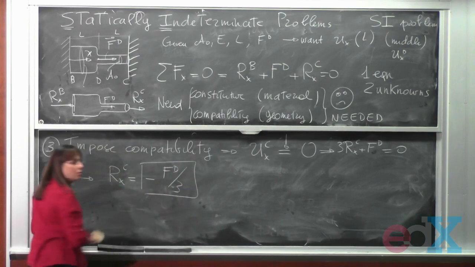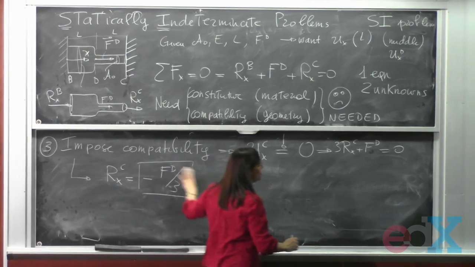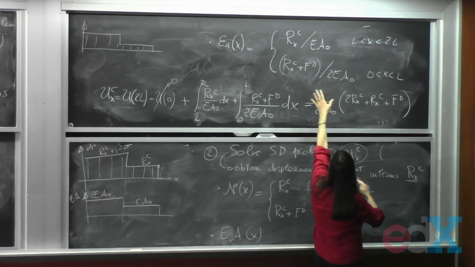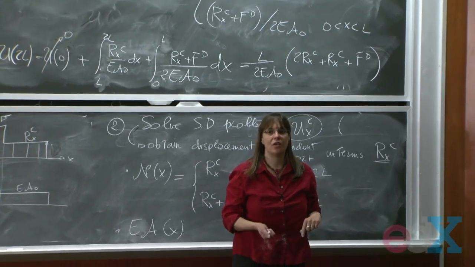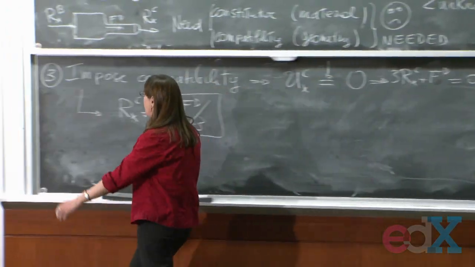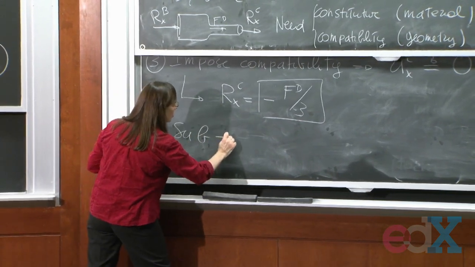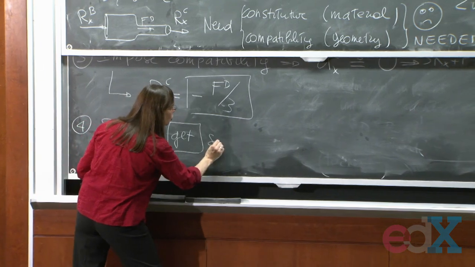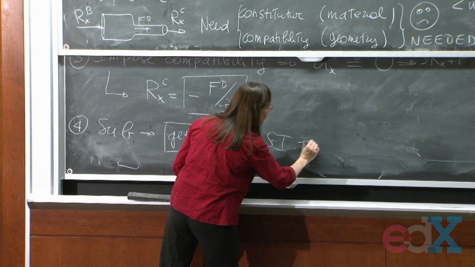You are done, my friends. And we can go home. Because now you already solved the whole problem. See, you already have your solution. Now you know how much RXC is. It's minus FD over 3. The fourth thing is you sub back, and we're not going to do it because we are out of time. But the fourth step is we sub back, and you get the solution to your statically indeterminate problem.